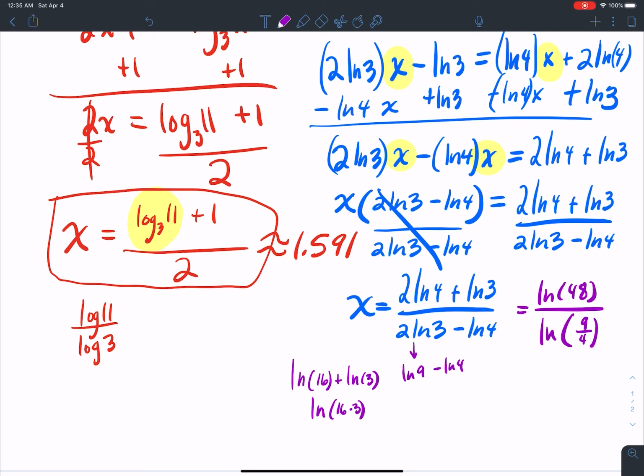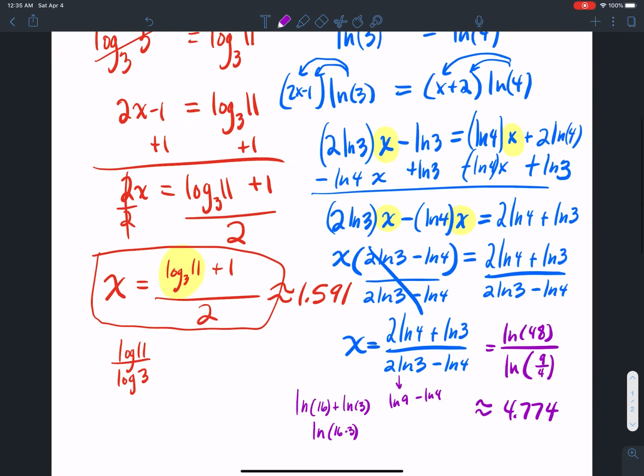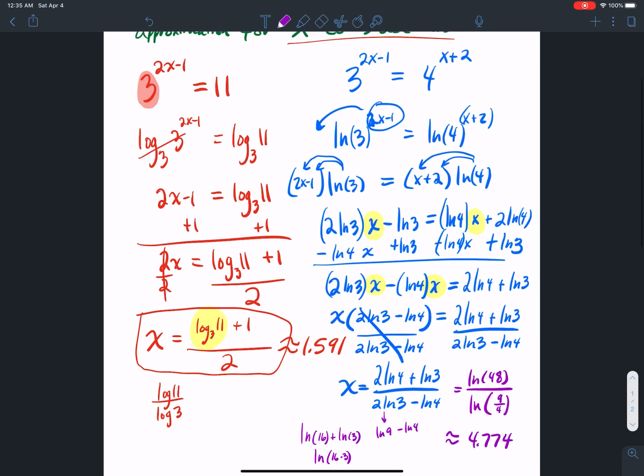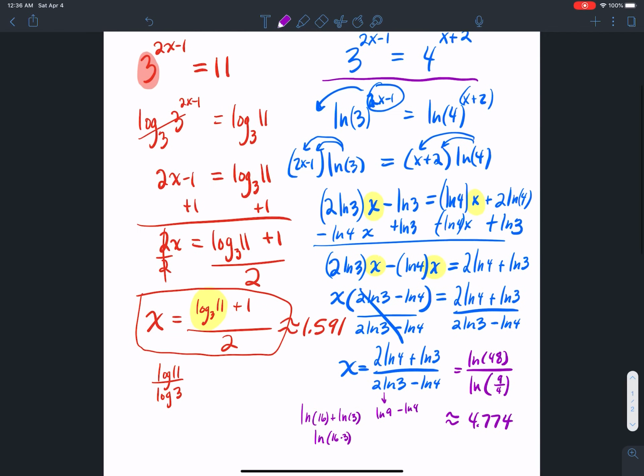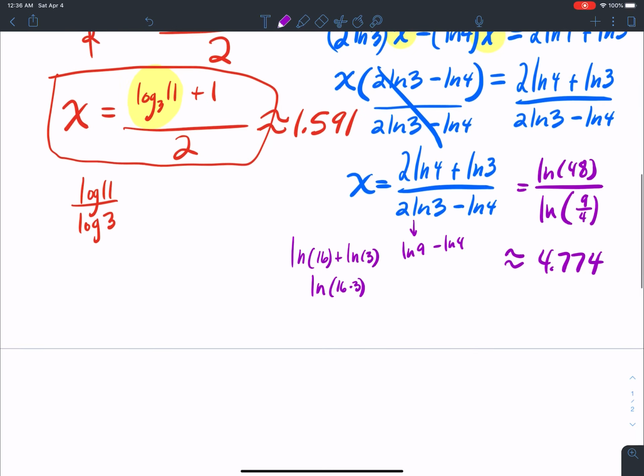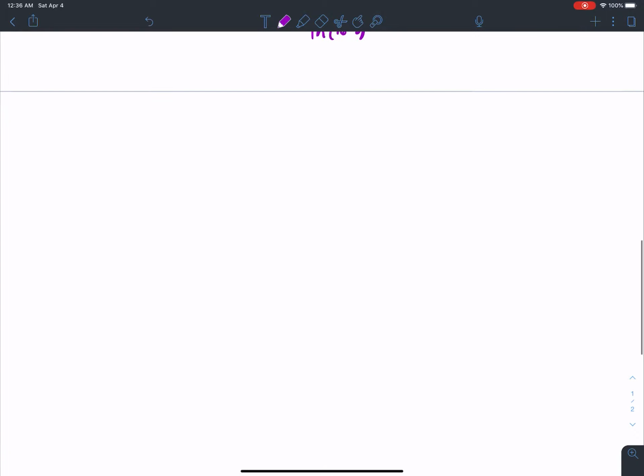When you type this into your calculator, 3 decimals gets you 4.774. Okay, so that could be rather challenging to do, and it is pretty challenging for a lot of students. So what I'm going to do, I'm going to show you a way to get to accuracy of 3 decimals without going through all these steps, okay? So maybe this will help you out if you're having a lot of trouble with this. So let's just take the same problem. 3 to the 2x minus 1 equals 4 to the x plus 2, okay?